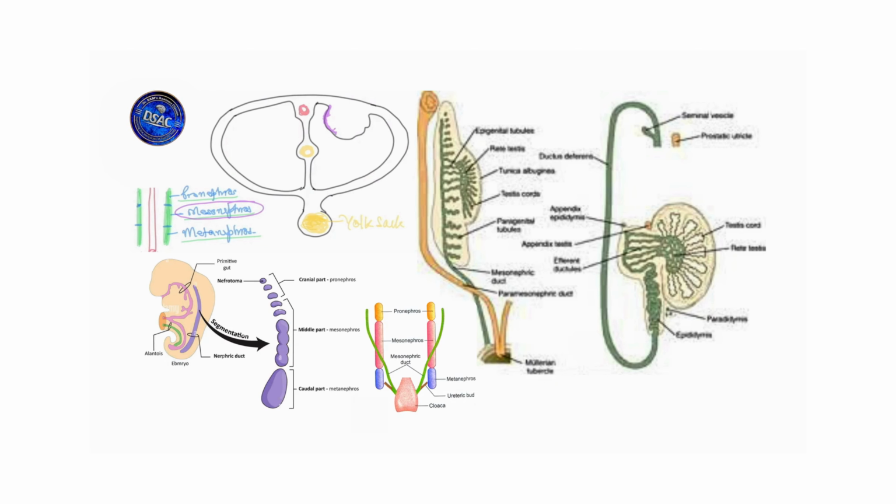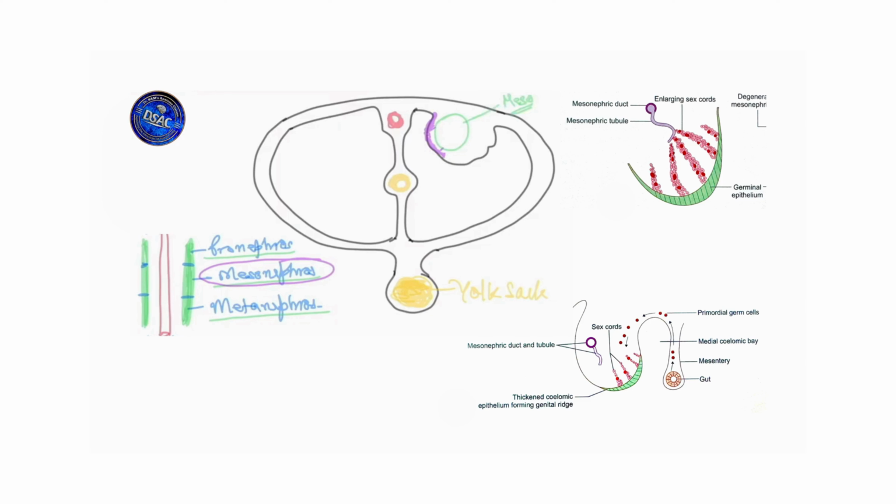This actually, what I've cut here is the green colored thing. This portion is the mesonephros, not pronephros, not metanephros. So this coelomic epithelium, when it forms this genital ridge, it forms new dividing cells approaching towards this mesonephros like this. And these are called sex cords.